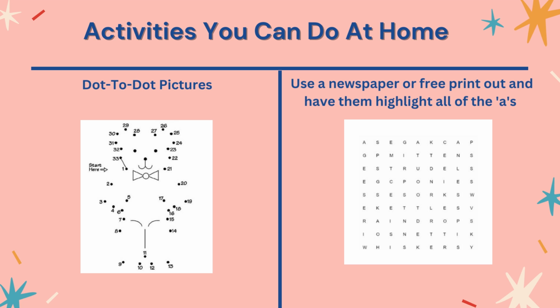The next activity I'm going to talk about is an activity where you can either use a book, a newspaper, or you can find a free printout online that just has a bunch of letters. Then you tell the child to highlight, circle, or cross out one letter. For example, I could say, highlight all of the A's, and then the child would have to visually scan for all of the A's and highlight them as they go. This activity can also encourage convergence as it is a close-up task.